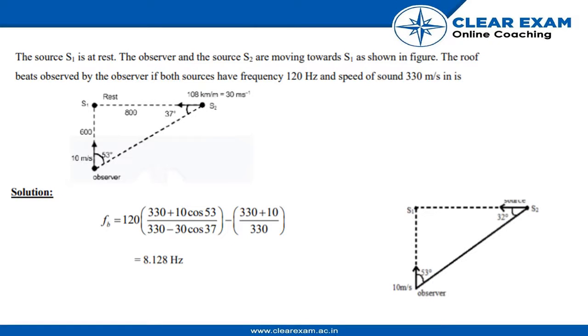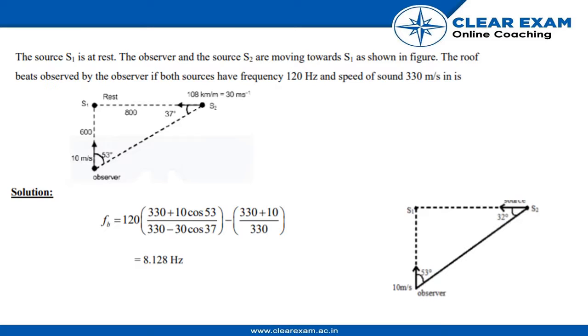Now the question on the screen says the source S1 is at rest. The observer and the source S2 are moving towards S1 as shown in the figure. The beats observed by the observer, if both sources have frequency 120 Hz and speed of sound 330 meter per second, is?